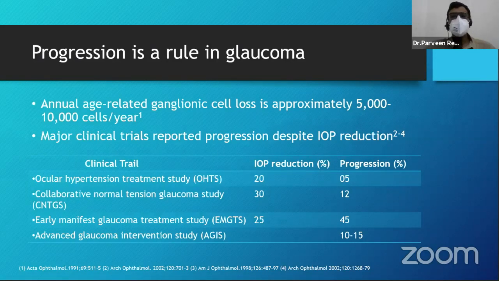With the different randomized trials, we have found that reducing the pressures to a higher level reduces the progression to a greater extent. So we definitely have to detect the progression in our clinical practice so that we can regulate our treatment. We can set our target for how much further IOP reduction is required in our particular individual patient. So that's the importance of why we want to know the progression at the earliest.